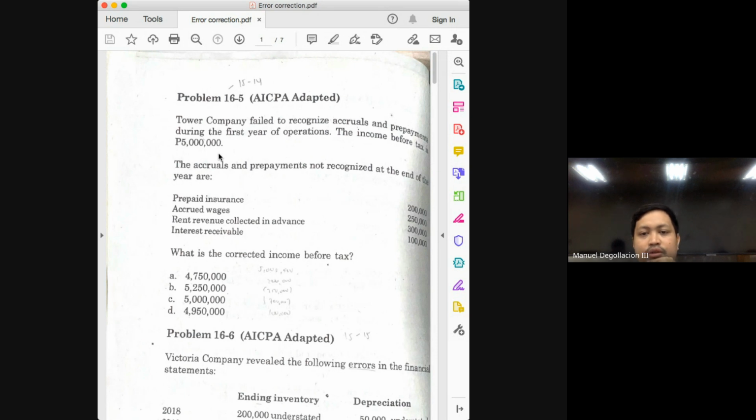I think there's something wrong with our analysis with the rent revenue. Here, rent revenue collected in advance. So you fail to recognize rent revenue.